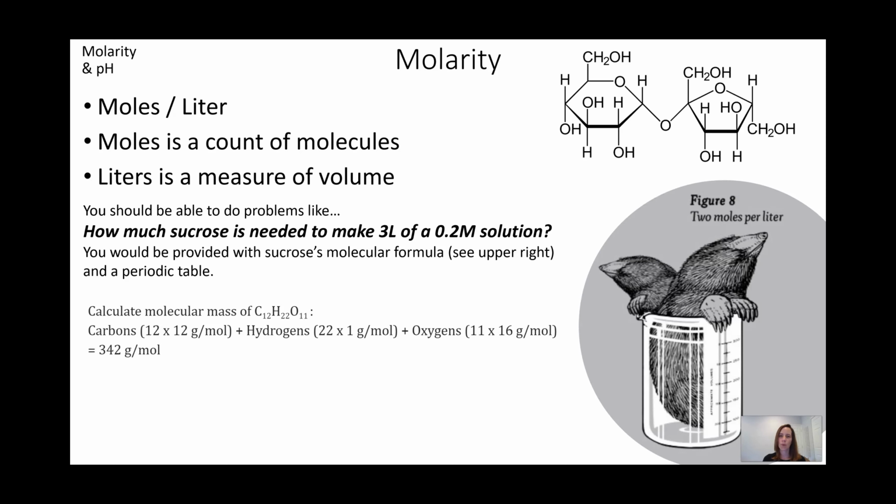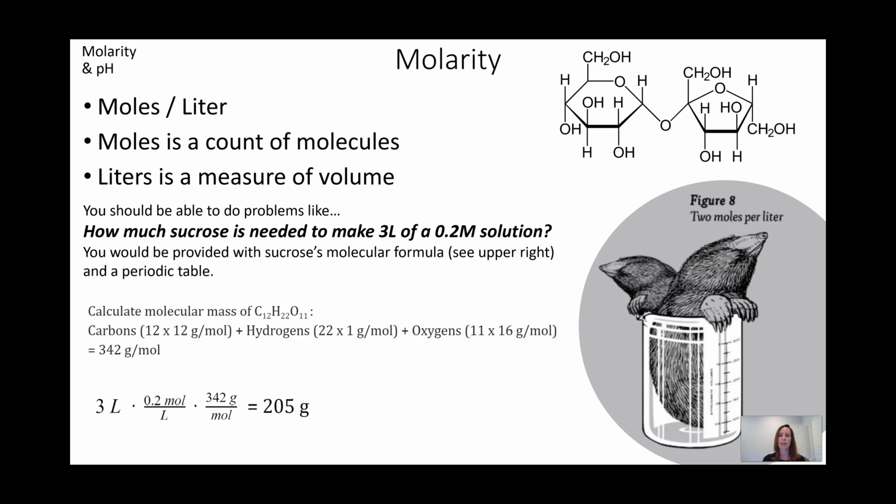There are 12 carbons, and carbon is 12 grams per mole. There are 22 hydrogens. Hydrogen is 1 gram per mole. There's 11 oxygens at 16 grams per mole. Put that all together and you get 342 grams per mole. Now that we have that information, we can determine the molarity.